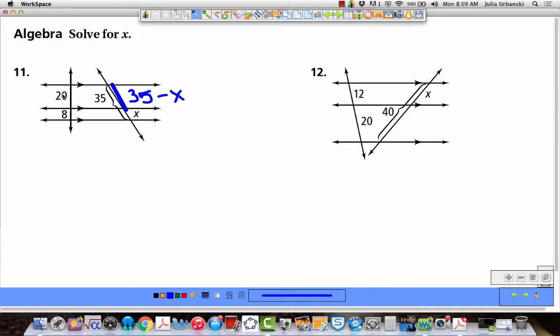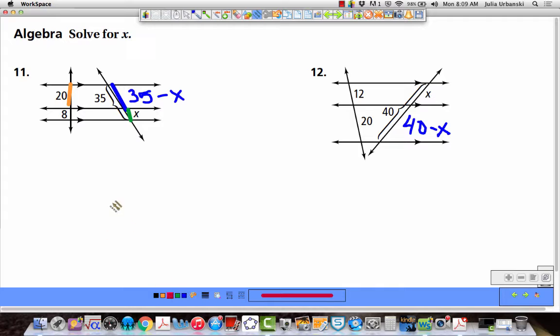This one you don't have to do that with because 20 goes from here to here and 8 goes from here to here, and that's fine. But the 35 was going all the way through. Like this one. This one's 12, this one's 20. This piece is x, but what's this piece going to be? 40 minus x. That's something to just memorize and do every single time. All right, so over here we have the 35 minus x, and we have the x, and we have the 20, and we have the 8.